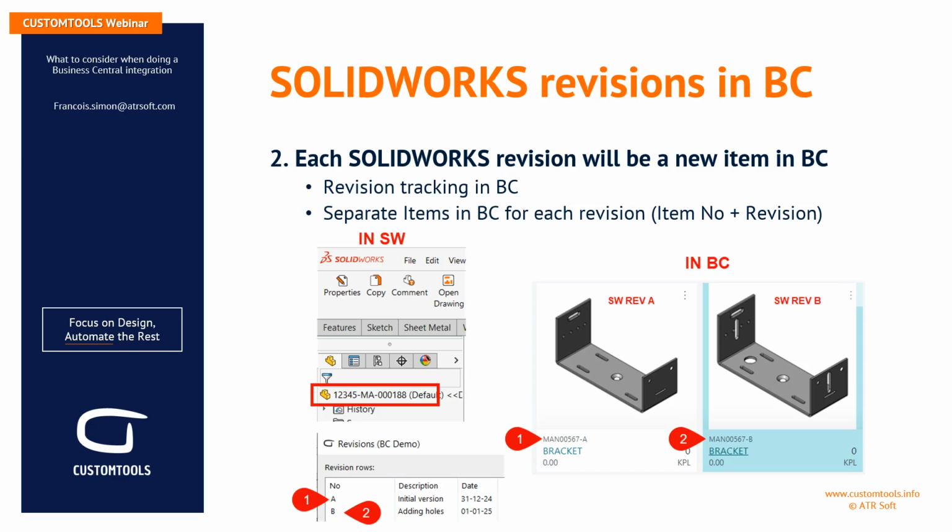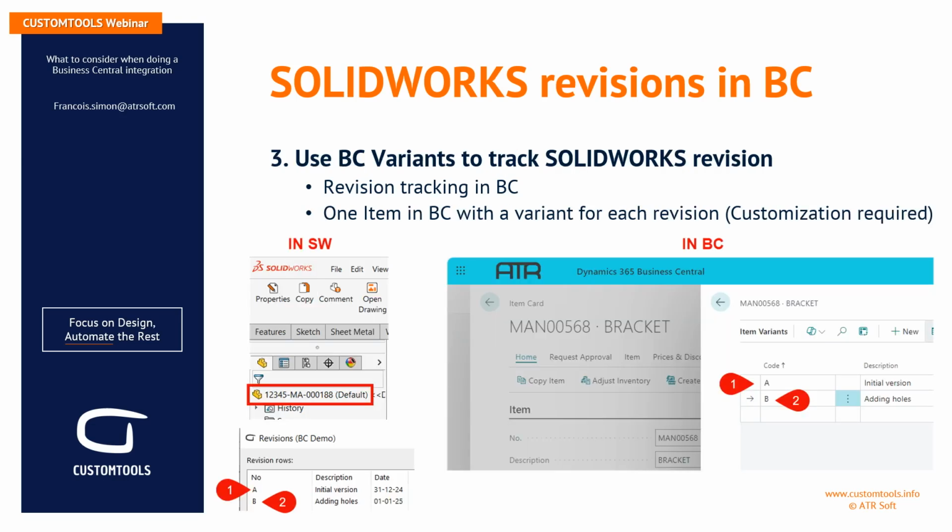In option 2, every SOLIDWORKS revision is treated as a new item in Business Central, which allows SOLIDWORKS revision tracking in BC. Each revision is assigned a separate item, identified, for example, by combining the item number and the revision. So we can see here I have the item number, and then I have revision A, and then I have a different revision, B, for the second item in Business Central.